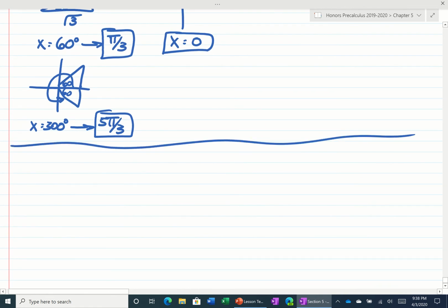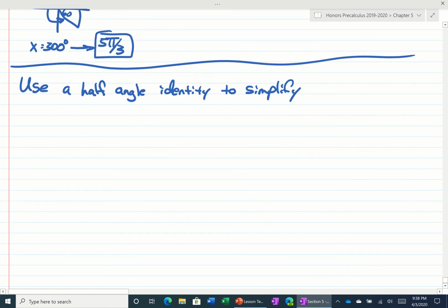This is what they look like. So the directions are going to be use a half angle identity to simplify. First problem looks like this. Square root of 1 plus the cosine of 4x over 2.